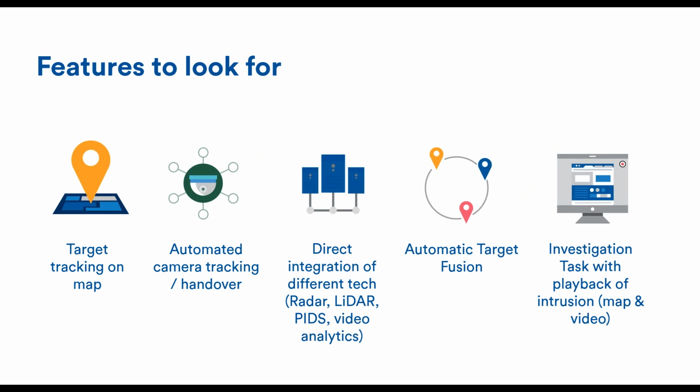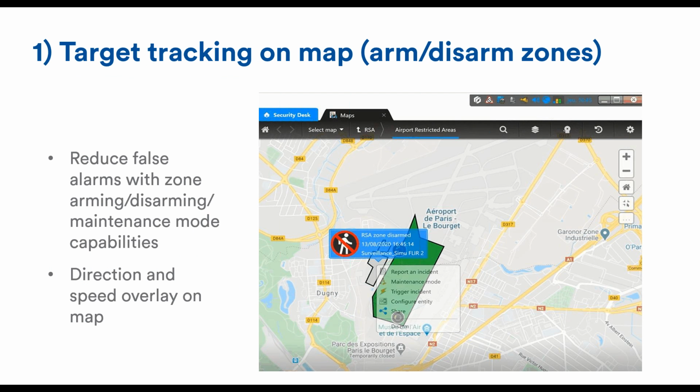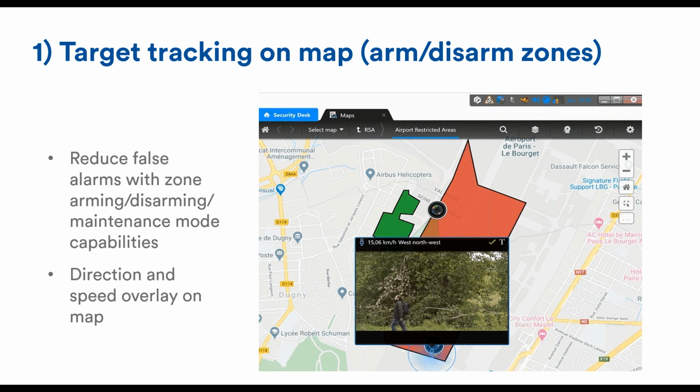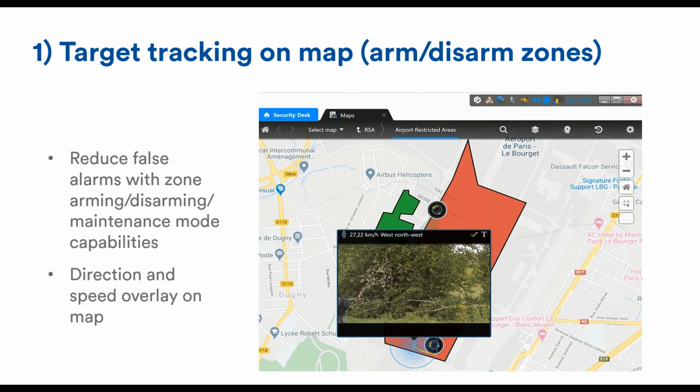And lastly, for you to understand actually the risk and the consequences of intrusions taking place, it's important to have the tools so you can go backward and play back and review and investigate the different situations where intrusion has been detected. So-called investigation tasks. So I'll go now quickly through those 5 items, and you'll see some animations or pictures to illustrate those. The first one is really, I would say, obvious and seamless. It's the ability to track objects on a map.